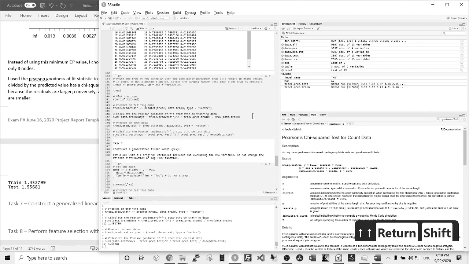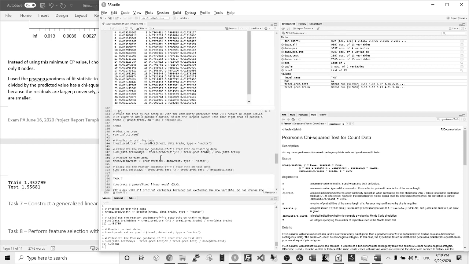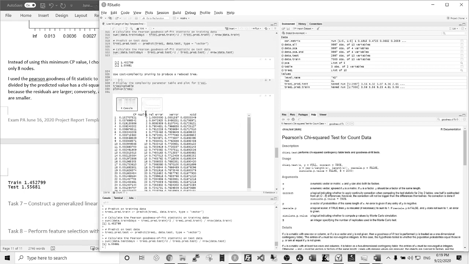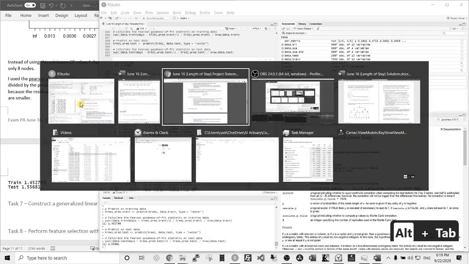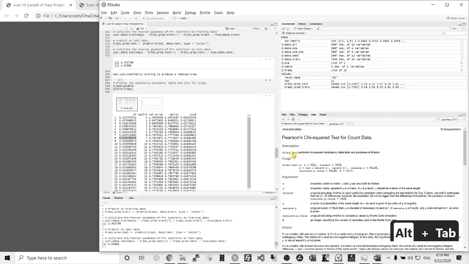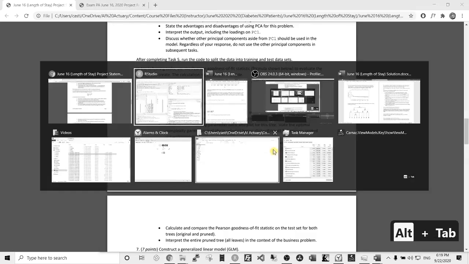And then after doing pruning, I just have to set the CP value, remember? Where is that pruned? So tree 2 is right here. And then this says prune the tree by replacing XX with the complexity parameter that will result in 8 leaves. So again, the way that I do this is I just look up here at nsplit, which is number of leaves, which will result in 8 leaves. Oh, so I don't actually get 8, I actually get 7. They say use the higher value or the lower value. If 8 is not an option, select the largest number less than 8. So that would be 7, right?